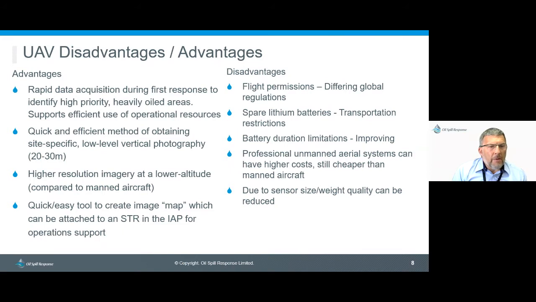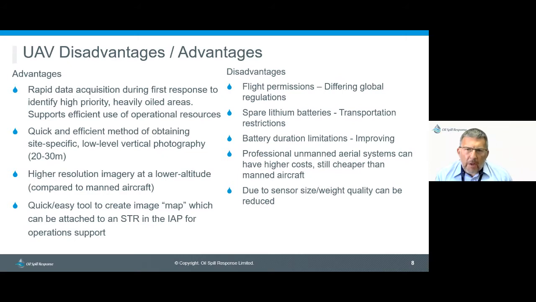So it's a quick and efficient method of obtaining site specific low level photography. They tend to work in the 20 to 30 meter range, and as a result, the high resolution imagery is pretty good, especially when you compare to a manned aircraft that has height limitations and can't come down quite as low for safety reasons. We mentioned it's a tool we can use to create a map which can be attached to an STR, a shoreline treatment recommendation document, and then that can be part of the incident action plan for operational support.